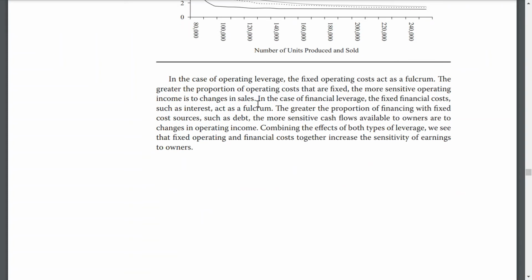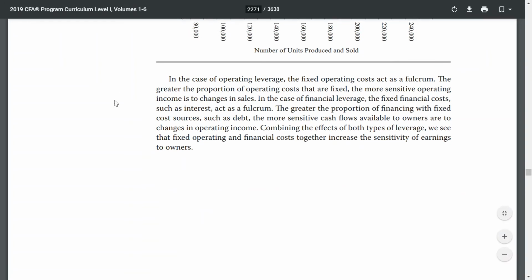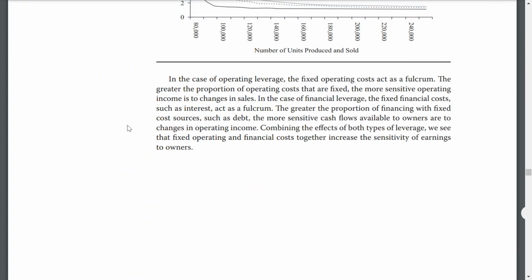In the case of operating leverage, the fixed operating cost acts as a fulcrum: the greater the proportion of the operating cost that is fixed, the more sensitive operating income is to a change in sales. In the case of financial leverage, the fixed financial costs, such as interest, act as the fulcrum: the greater the proportion of financing with fixed cost sources, such as debt, the more sensitive the cash flows available to owners are to changes in operating income. Combining the effects of both types of leverage, we see that fixed operating and fixed financial costs together increase the sensitivity of earnings to owners.